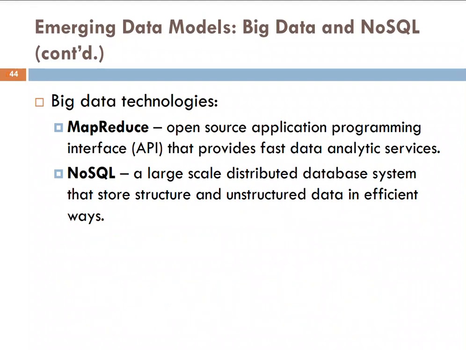So other technologies, we have MapReduce, open source application programming interface that provide fast data analytics services. Bukan sahaja kita nak store the file, we also have to analyze the data. Okay, so we have MapReduce, yang ni untuk fast data analytics services. And then NoSQL, a large scale distributed database system that stores structured and unstructured data in efficient ways. Yang ni pun untuk storage.